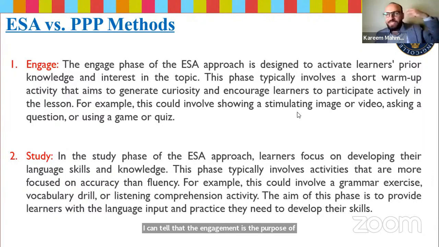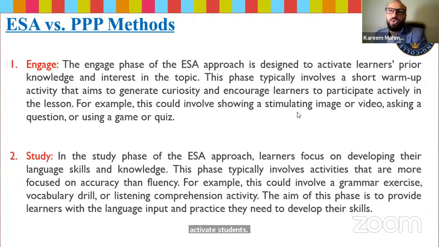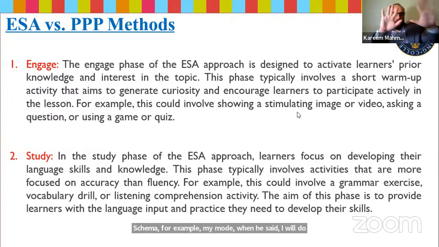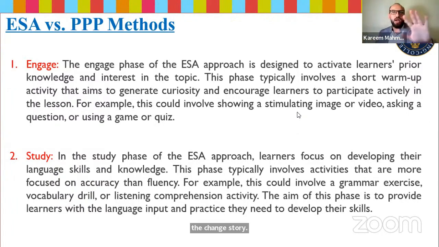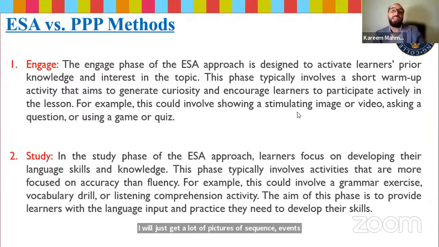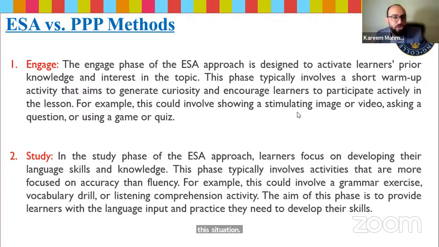The purpose of engagement is to lead students to the topic, to activate students' schema. For example, Mahmoud, when he said, I will do the chain story, I will just get a lot of pictures of sequence events, and I will ask them to predict or to tell their version of the story. In that way, you're activating their schema. What do I mean by schema? I activate their background knowledge. They have something in their mind that looks similar to this situation, then they will tell you the story from their point of view.